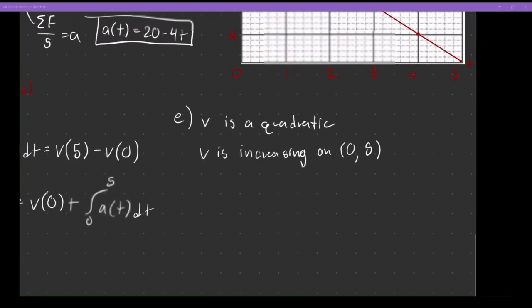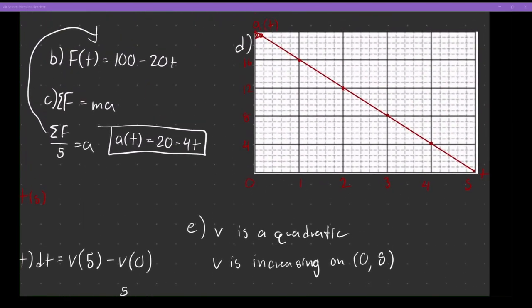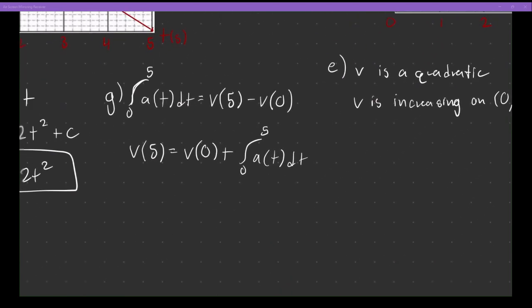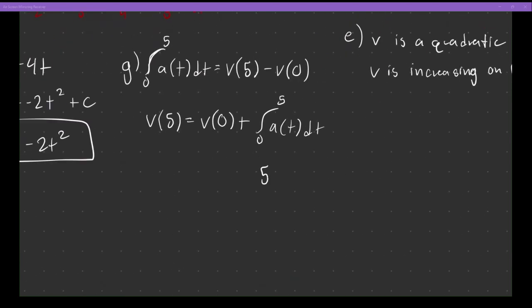But then looking at this, the area under this curve is a triangle, so I'll use 1/2 base times height. The base is 5, the height is 20. 5 times 20 is 100, and 1/2 of that is 50. Then I'm just going to assume that the initial velocity is 0 because it's never stated anywhere. So I'll just say that v of 5 is equal to 50.